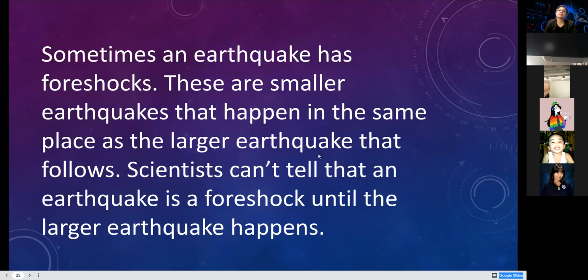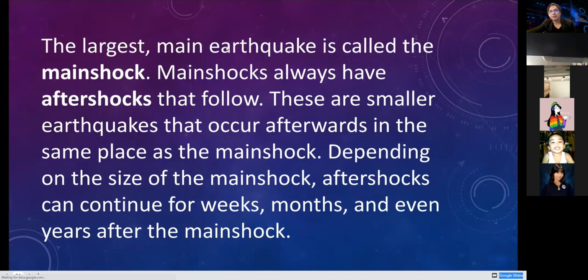Sometimes an earthquake has foreshocks. These are similar to earthquakes that happen in the same place as the larger earthquake that follows. Scientists can tell that an earthquake is a foreshock only after the larger earthquake happens. Take note that scientists until now cannot actually predict earthquakes. That is why we have to prepare.